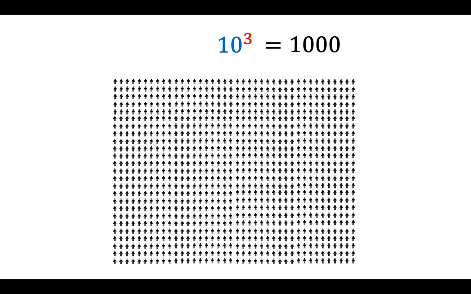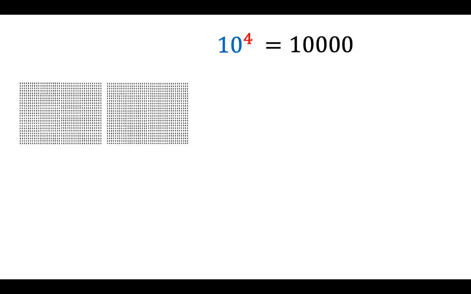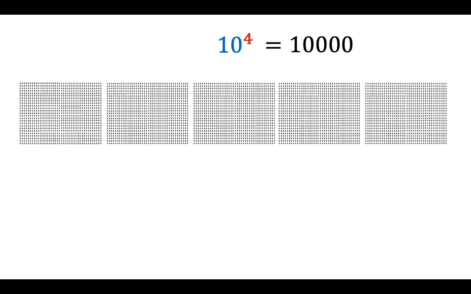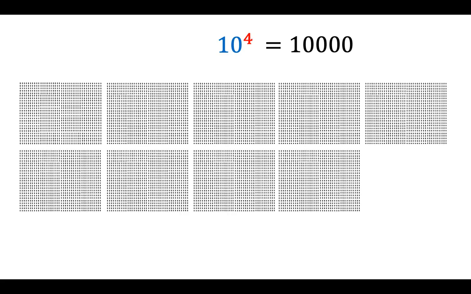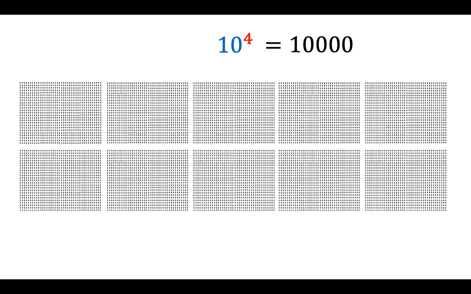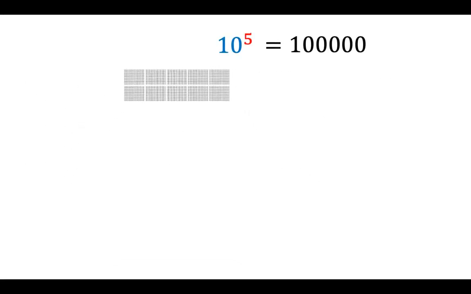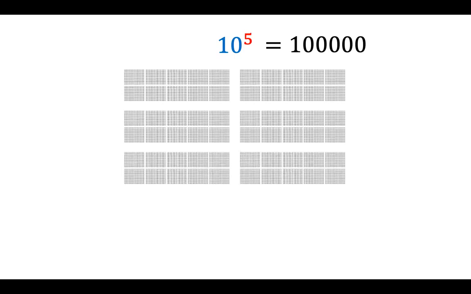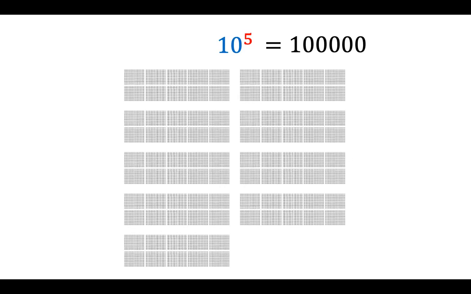Okay. Can we imagine 10 to the power of 4 or 10,000 people? Let's see. So we've got 1,000 people, 2,000, 3, 4, 5, 6, 7, 8, 9,000, 10,000 people. That's quite manageable. Let's push it further and go for 10 to the power of 5 or 100,000 people. Here we have 10,000, 20, 30, 40, 50, 60, 70, 80, 90, 100,000 people. Well, that's getting quite populated.